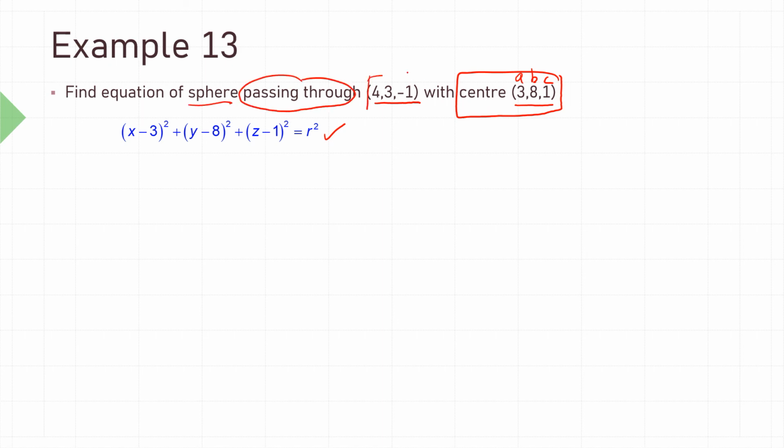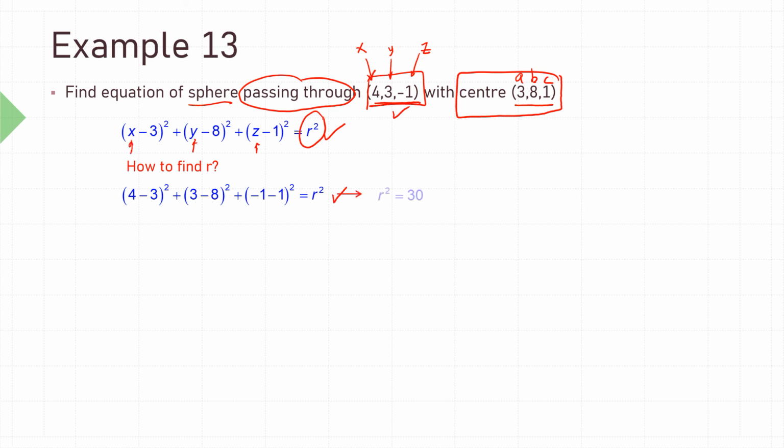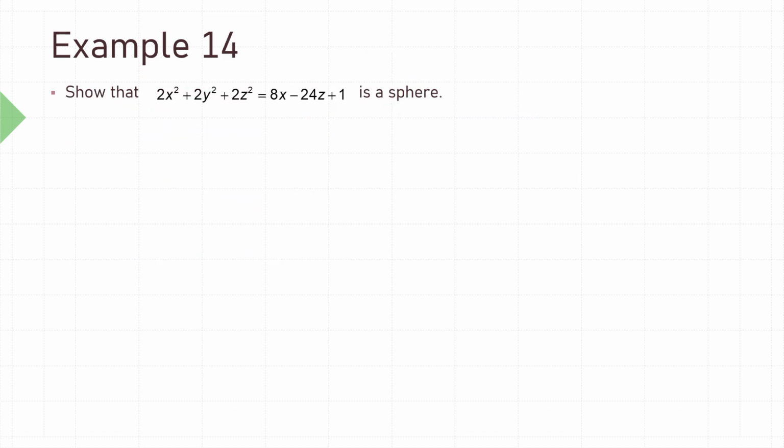But since this sphere passes through these points, we can substitute the value of x with 4, y with 3, and z equal to -1 to get the value of r square. So we substitute these values inside this formula, x, y, and z. Then you'll get the value of r square, which is 30. Now, because you need to find the equation of the sphere, this is the equation of the sphere. This part only should be substituted with 30. So we will have this equation. We are done. Easy, right?